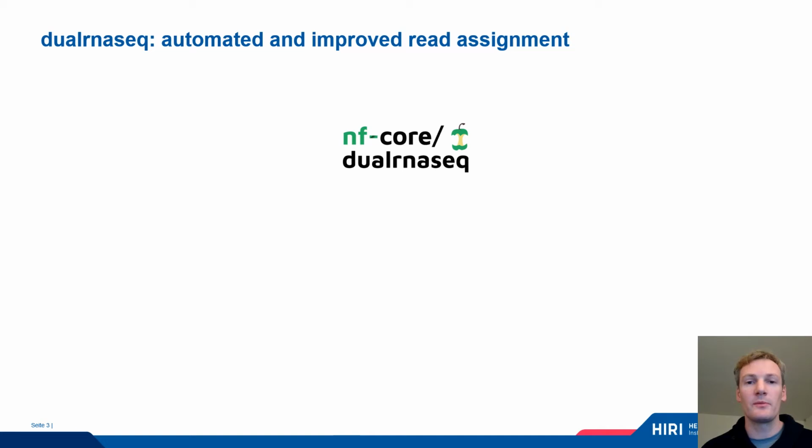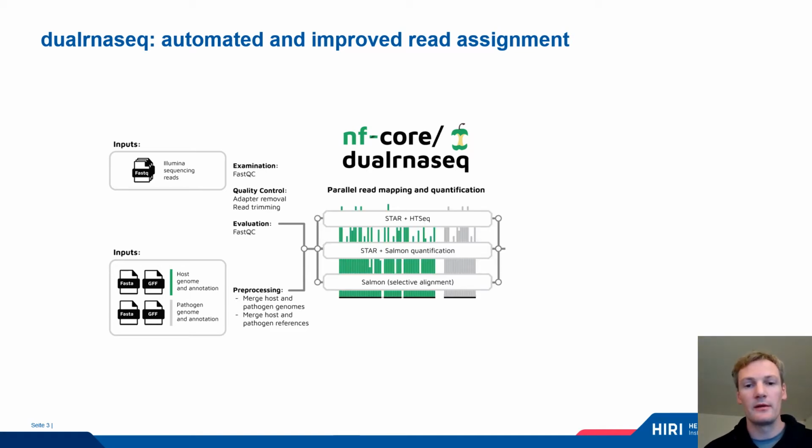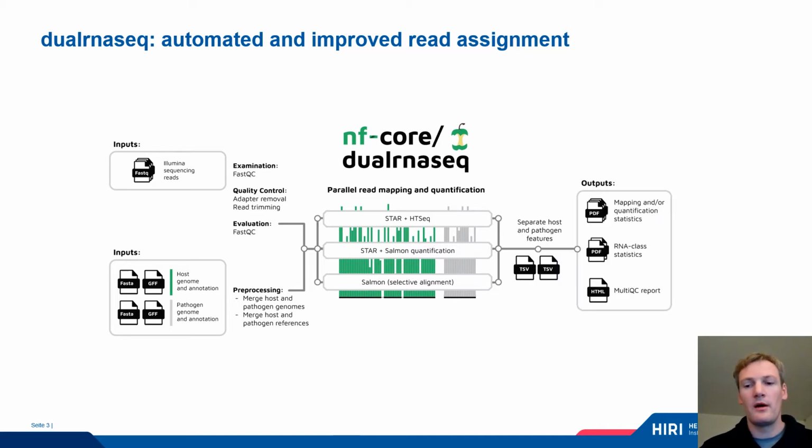To address this, we developed an automated Nextflow-based pipeline called dualrnaseq, which implements multiple approaches to assign dual RNA-seq reads. I'll briefly run through how the pipeline works. You have inputs of Illumina-based sequencing reads and the host and pathogen genome and annotation. After some quality control steps and pre-processing, there are 3 mapping and quantification methods you can use. After the pipeline's finished running, you'll have separate host and pathogen features and various RNA class statistics and reports.